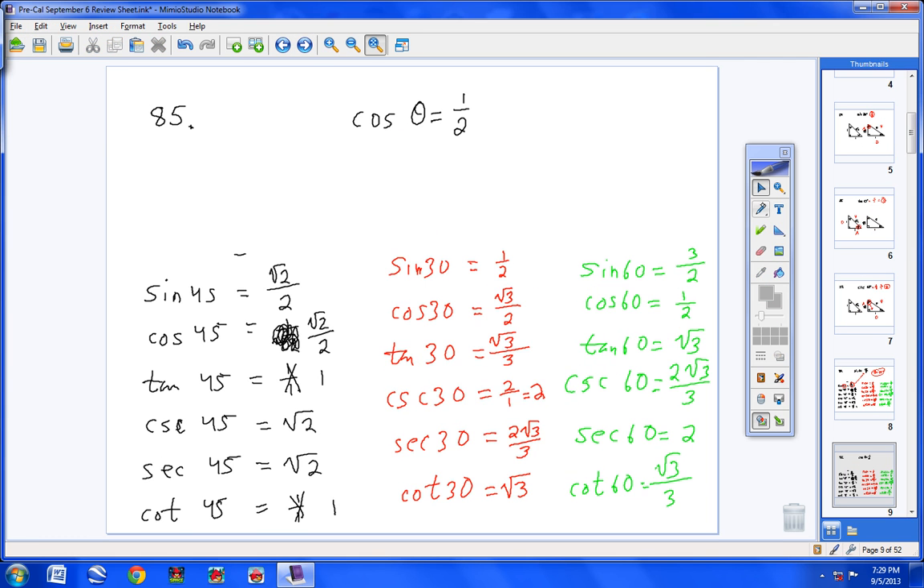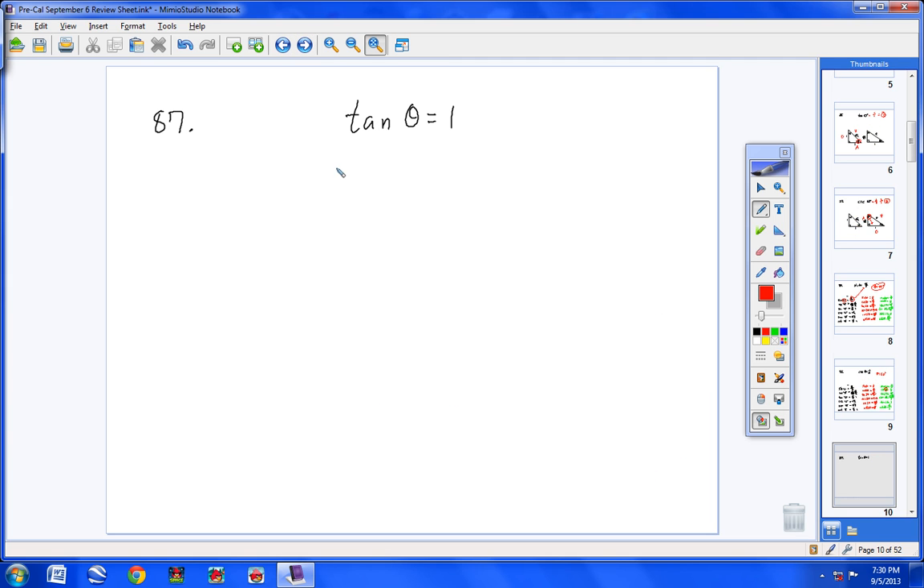There we go. Now, cosine of theta equals 1/2. So let's see. Cosine, cosine. Here it is right here. Look. Cosine of 60. Let me go back a page. There we go. Cosine of 60 gives you 1/2. So we know that theta has to equal 60 degrees. Right there it is. All right, moving on to number 87.